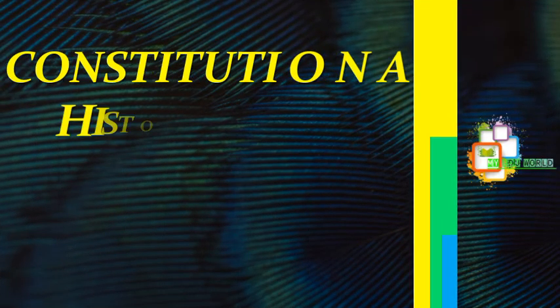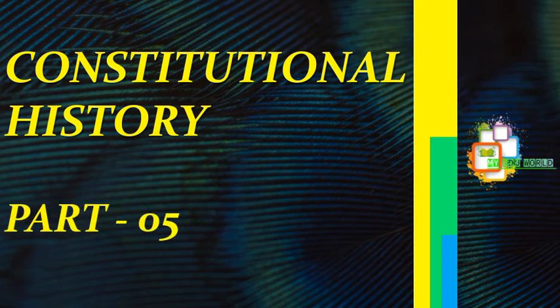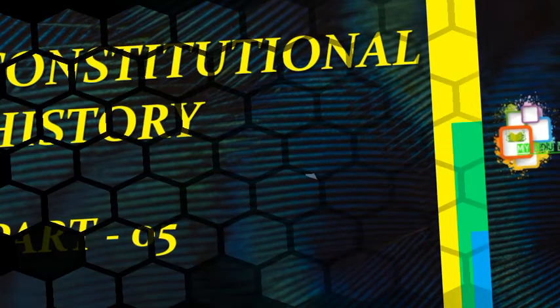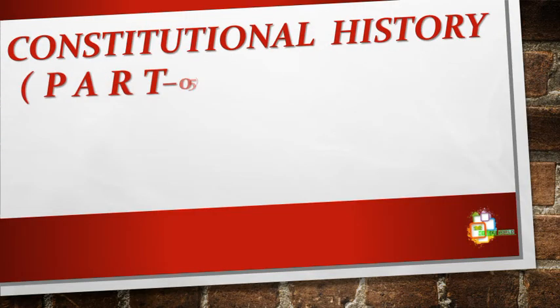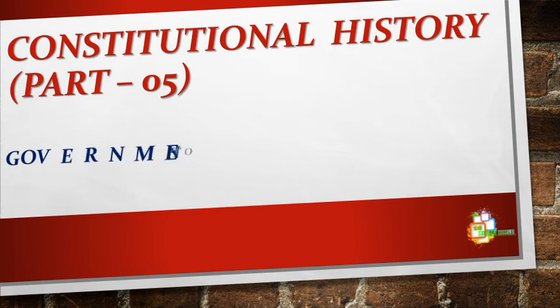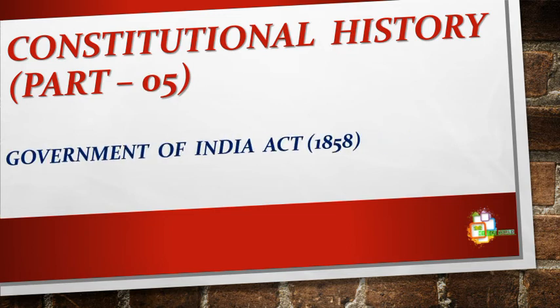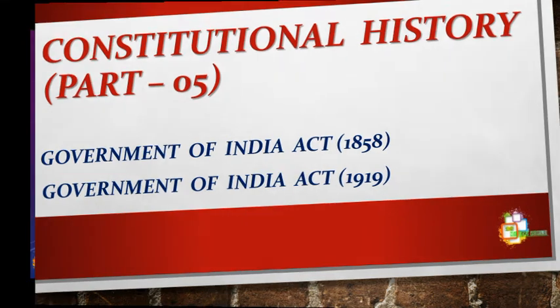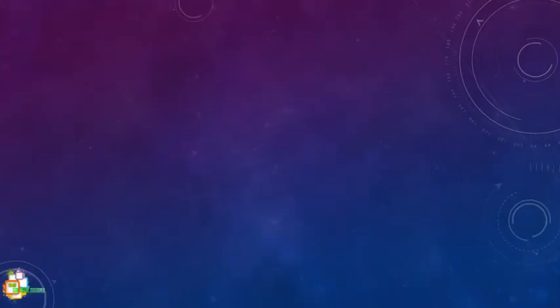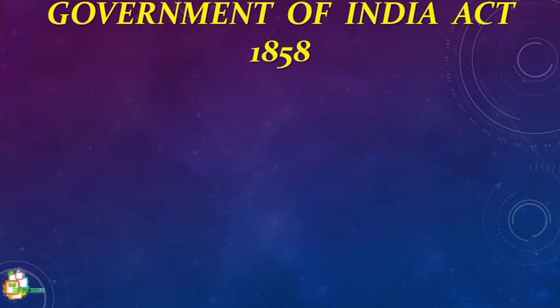Today we are going to see a video on the constitutional history of India. This is the 5th part of the constitutional history of India. In the 5th part, we will see two acts. The first one is the Government of India Act 1858 and the second one is the Government of India Act 1919. So firstly, let us see the Government of India Act 1858.